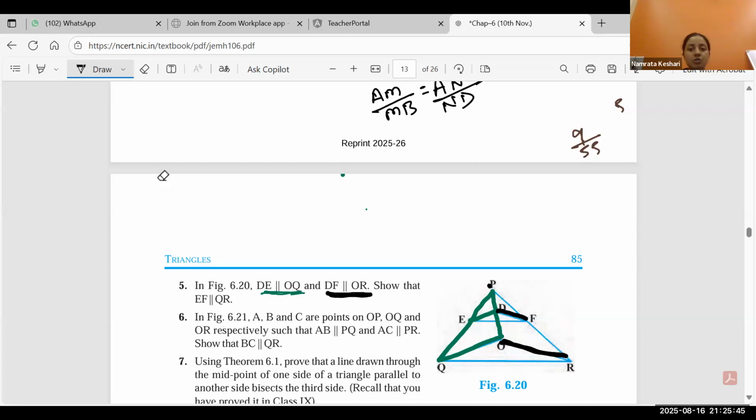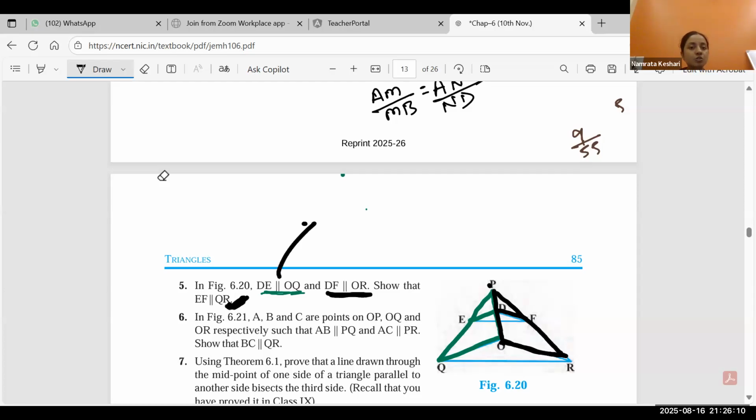फिर वहां से एक रेशियो हम लिख लेंगे और दोनों रेशियो को कंपेयर करेंगे तो हमें एक रिजल्टेंट रेशियो मिलेगा. वो रिजल्टेंट रेशियो हमें बताएगा that EF is also parallel to QR. अगर रेशियो सेम तो पैरेलल. कन्वर्स ऑफ द बेसिक प्रोपोर्शनैलिटी थ्योरम हमें यूज करके बताना होगा कि क्योंकि हमारा रेशियो सेम निकल के आ रहा है इसलिए पैरेलल होगा EF QR के. आ रहा है समझ में?